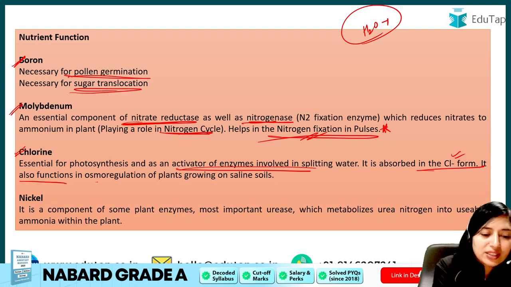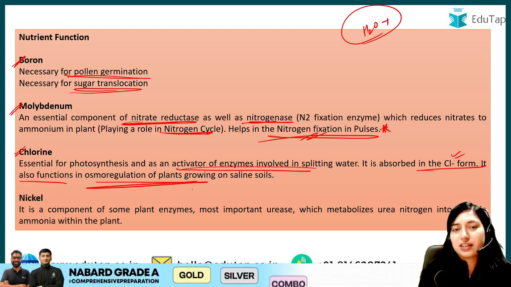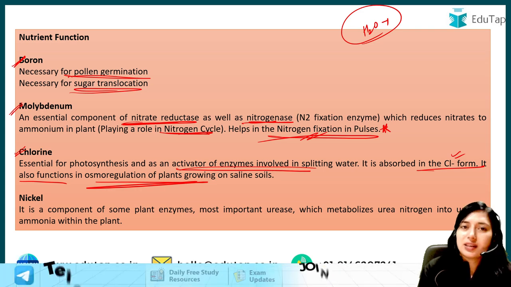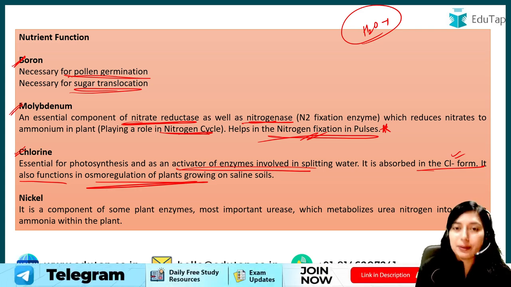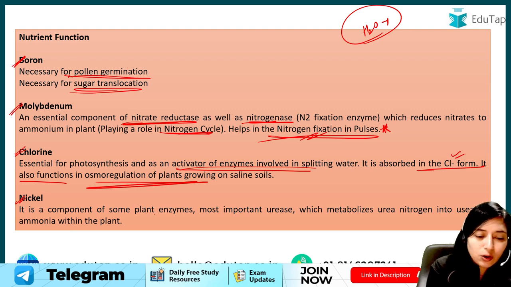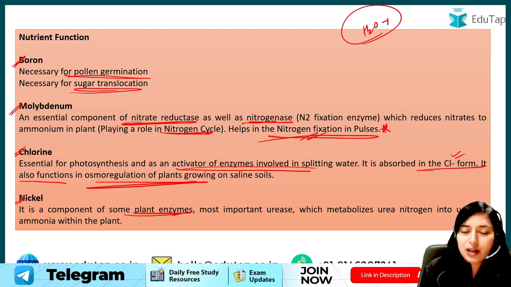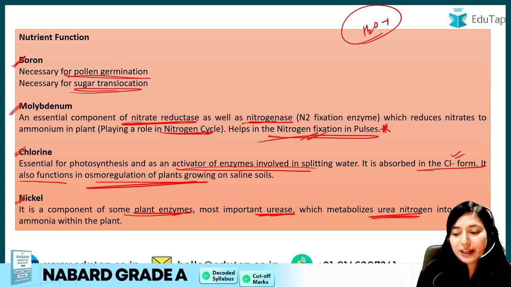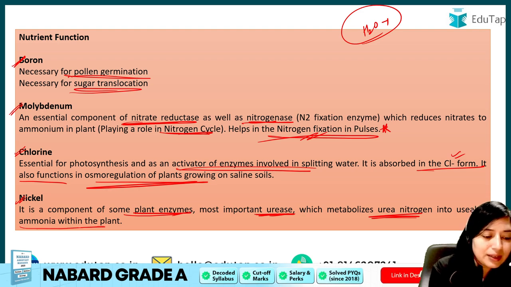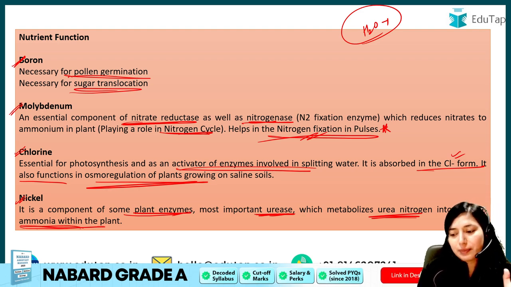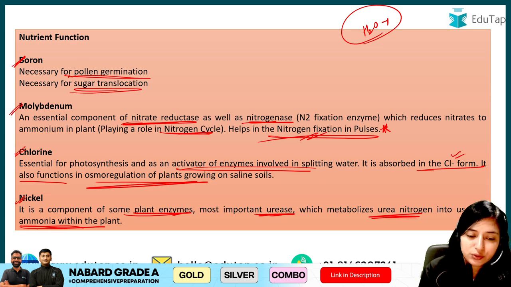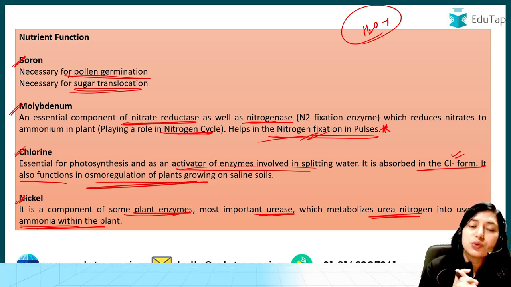It also functions in osmoregulation of plants in saline soil. तो मतलब ये जो saline soil में plant में osmoregulation का भी काम करता है, ठीक है, osmoregulation में भी help करता है. Then we have nickel. Nickel is a component of some plant enzymes, ठीक है. Most important, urease, clear, which metabolizes urea nitrogen to unstable ammonia within the plant, ठीक है. So basically nickel is part of plant enzymes and the most important one is urease, ठीक है.